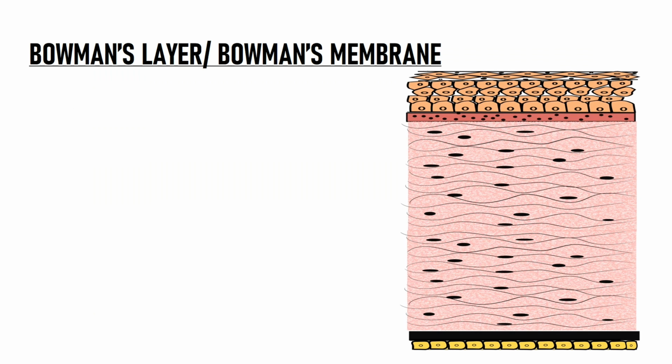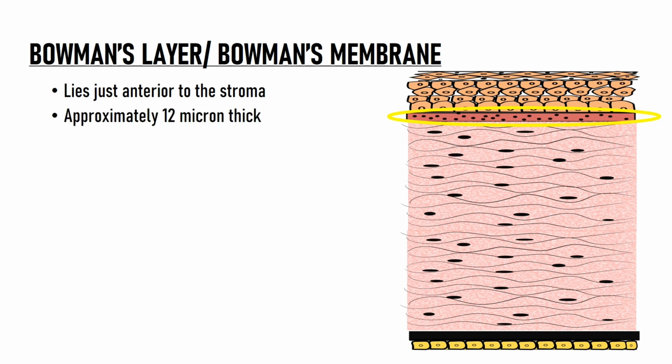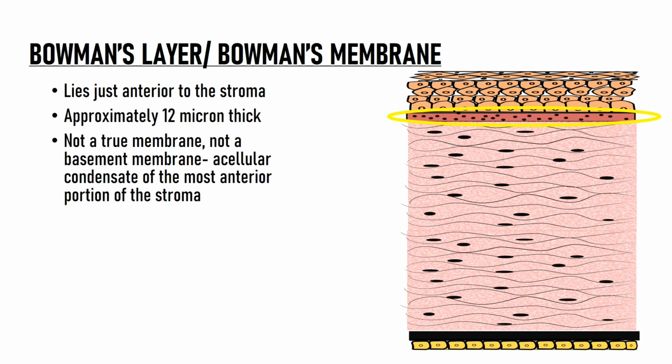The second layer of cornea is called Bowman's membrane or Bowman's layer. It lies anterior to stroma. It is approximately 12 microns in thickness. It is not a true membrane. It is also not a basement membrane. In fact, it is a condensation of the anterior-most portion of stroma.